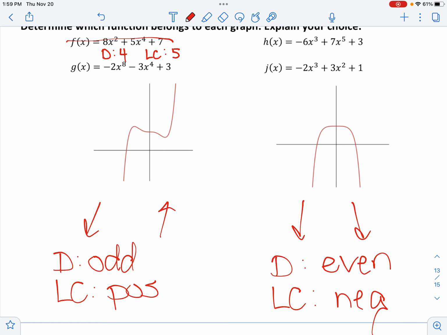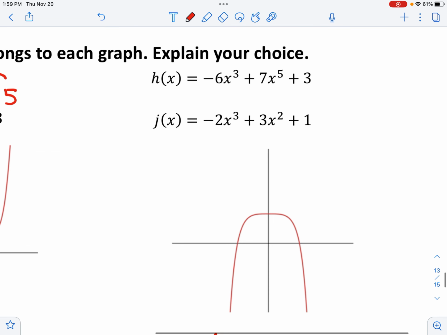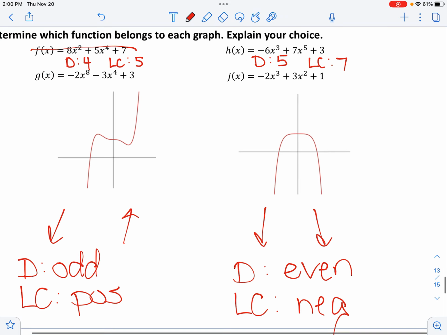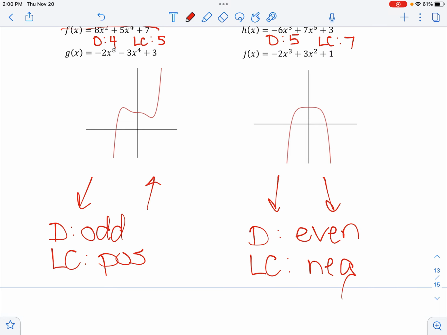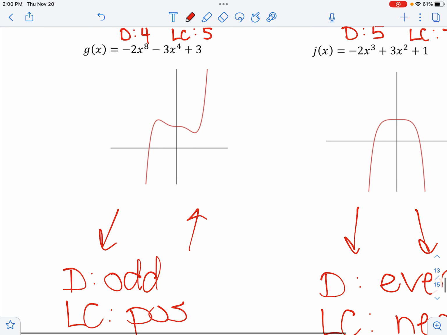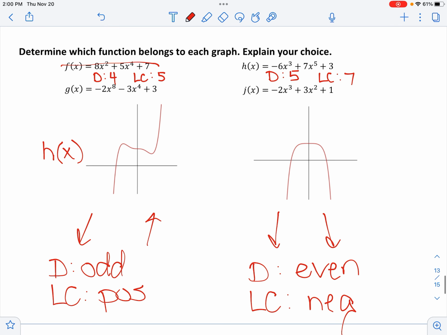All right, this one, h of x, degree is 5, and the LC is 7. So odd and positive. So it appears that that would match our first one here. So let's just double check, but we think that this one is going to be h of x then. Okay, let's go through them all here.